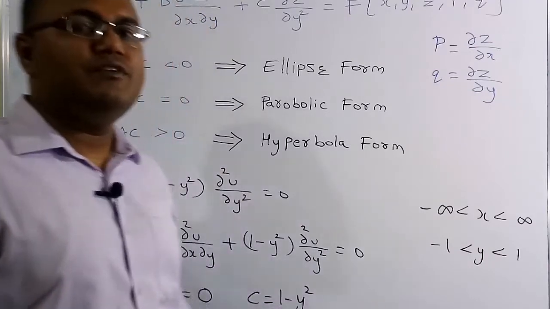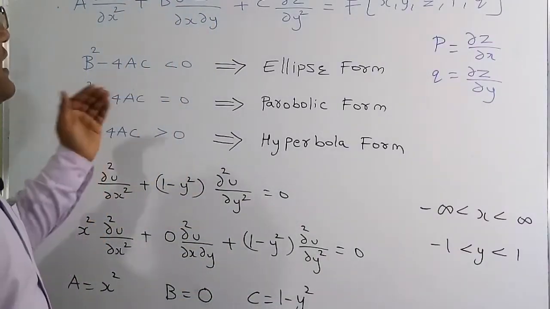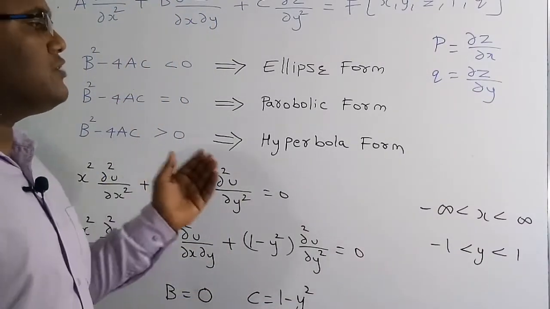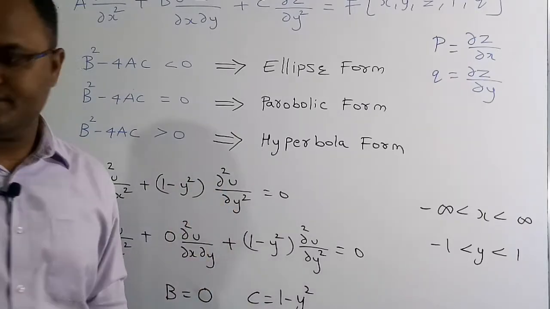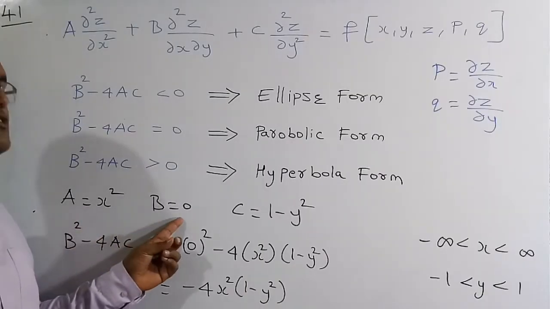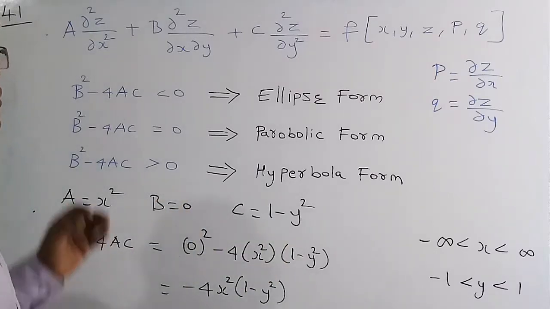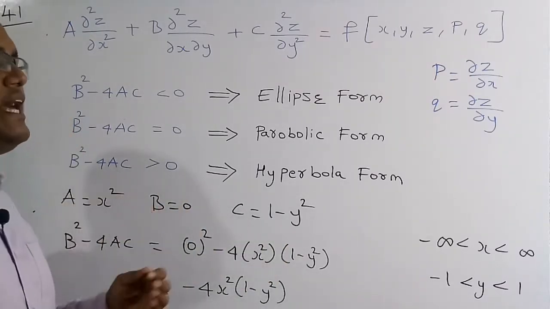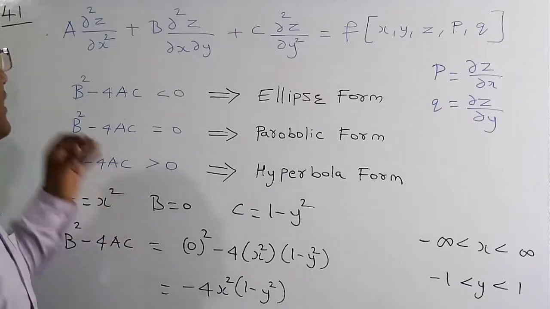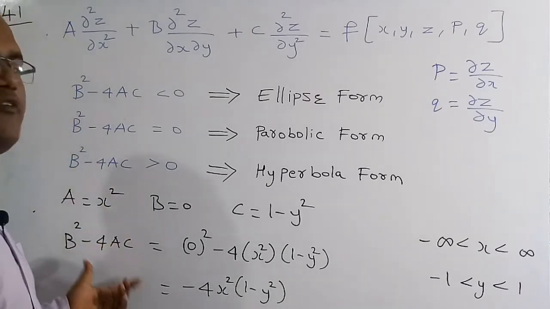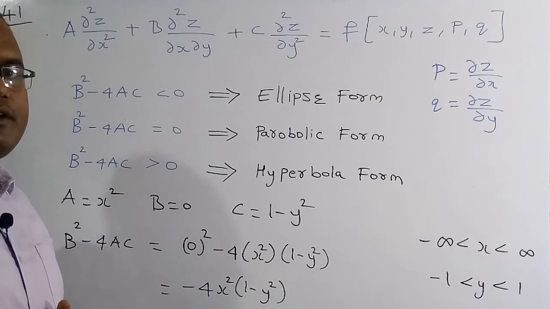Based on this, we now have to see which condition is satisfied, so that the solution will be in that format. Now a is equal to x square, b is equal to 0 and c is equal to 1 minus y square. Here I want to know which one of these three conditions is going to be satisfied. So let me consider b square minus 4ac. I want to know the nature of b square minus 4ac.